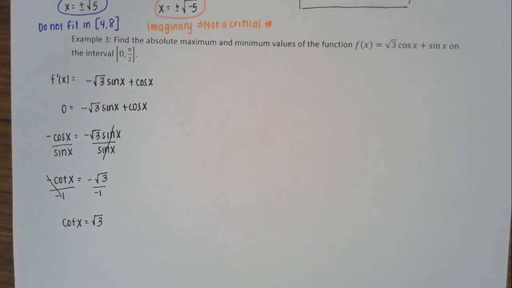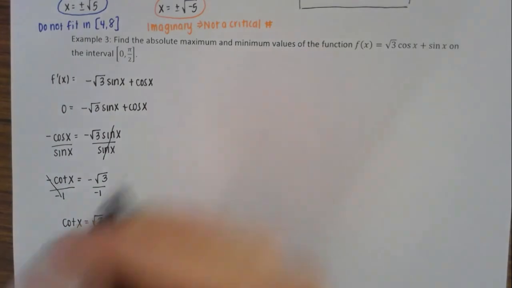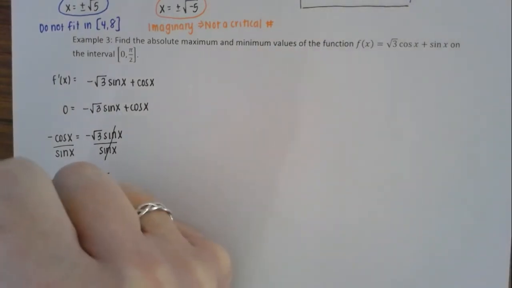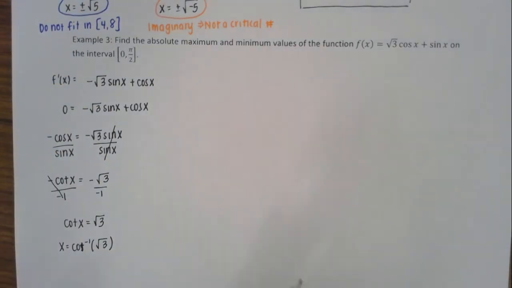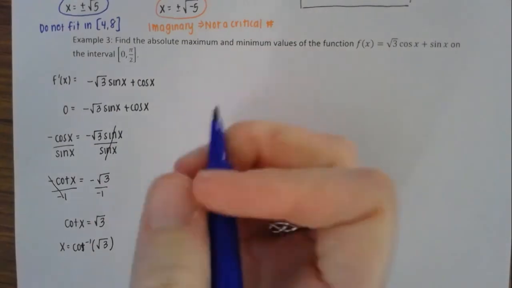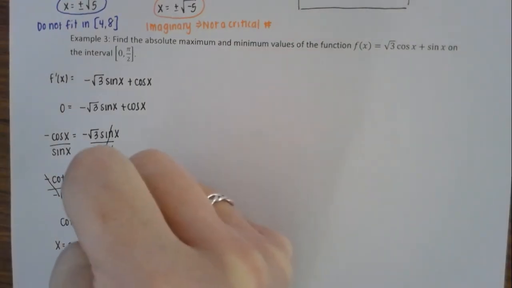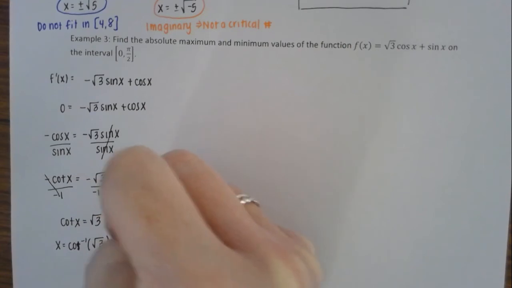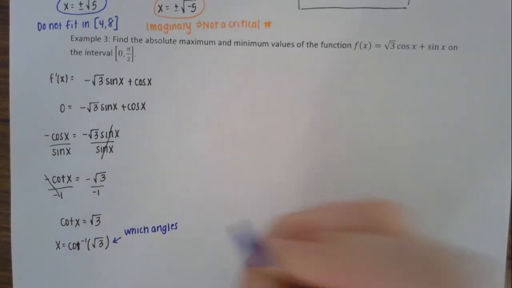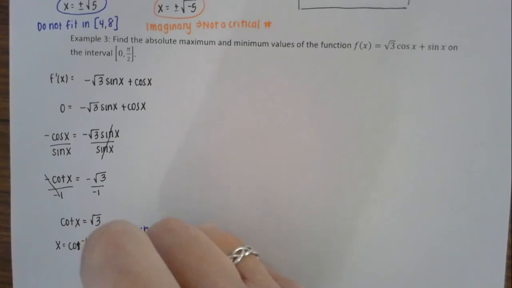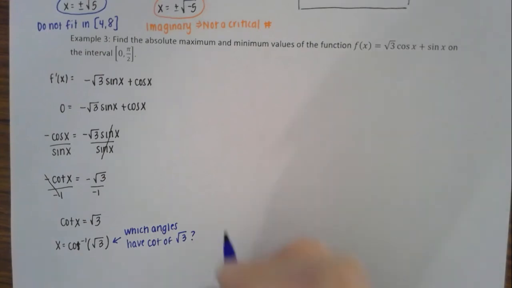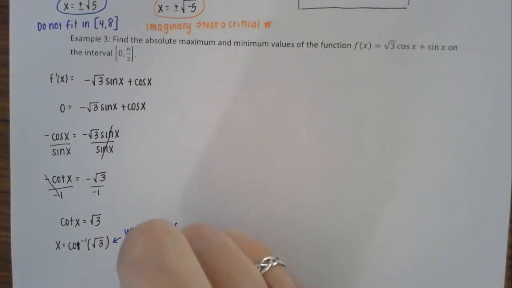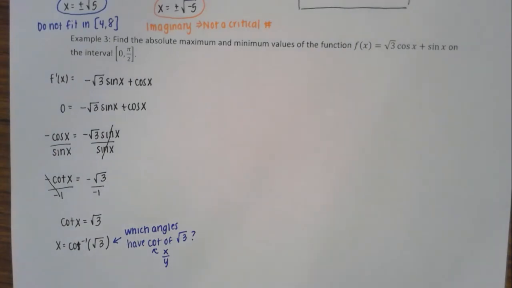So I end up with something that says cotangent of x is equal to root 3. So what I need to do is take the inverse cotangent of root 3. And remember, as soon as I do an inverse function, this is asking me which angles on the unit circle have a cotangent of root 3. And remember that cotangent is the same thing as x over y, because cotangent's ratio is x over y.